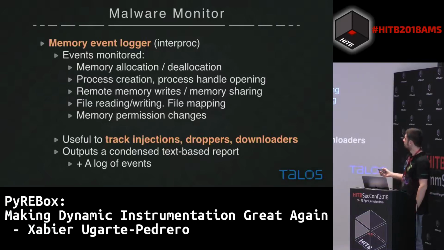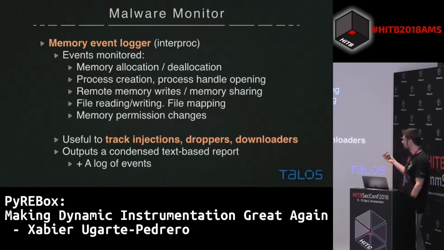Then we have the memory event logger, which is the fourth component, which is also horizontal to the rest of the modules. It traces several memory events like memory allocation or deallocation, like process creation. It also detects whenever a process opens a handle to a different process in order to manipulate it in some way. Remote memory writes, memory sharing via shared memory regions.